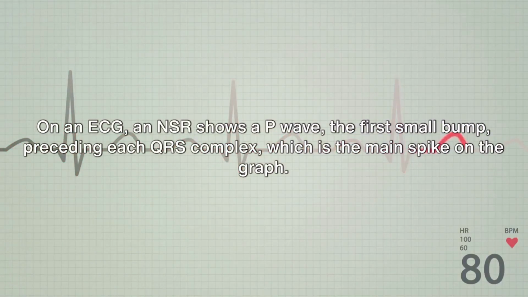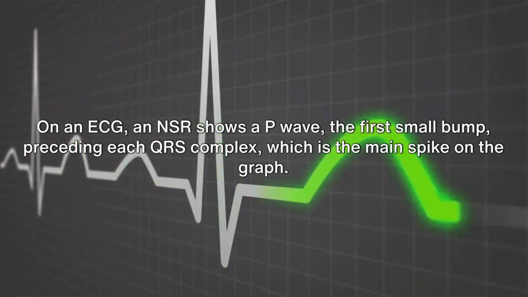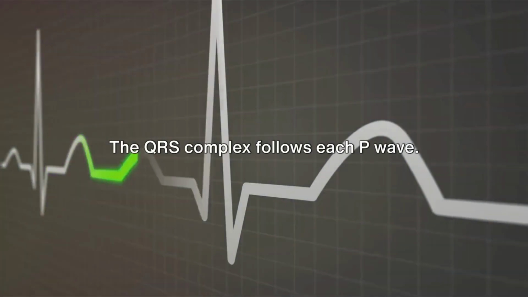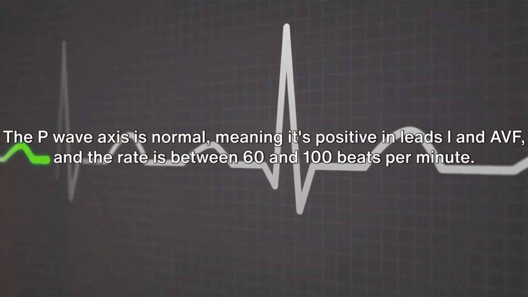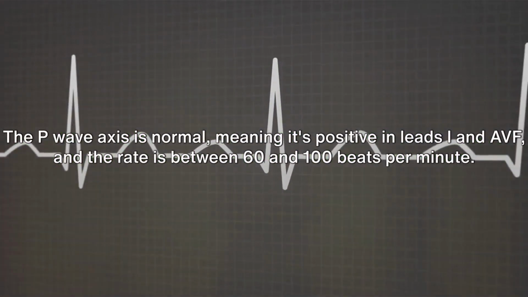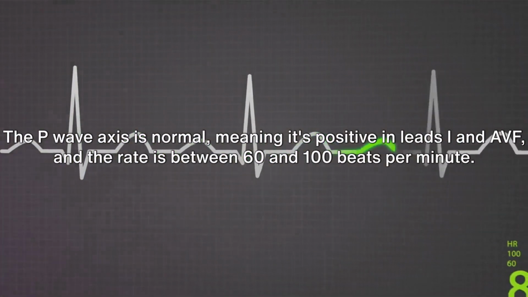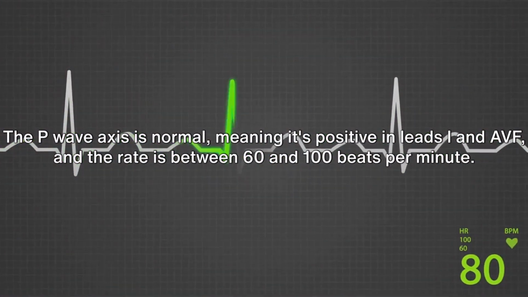On an ECG, an NSR shows a P wave, the first small bump, preceding each QRS complex, which is the main spike on the graph. The QRS complex follows each P wave. The P wave axis is normal, meaning it's positive in leads I and AVF, and the rate is between 60 and 100 beats per minute.